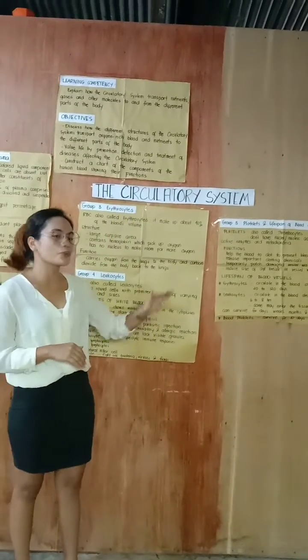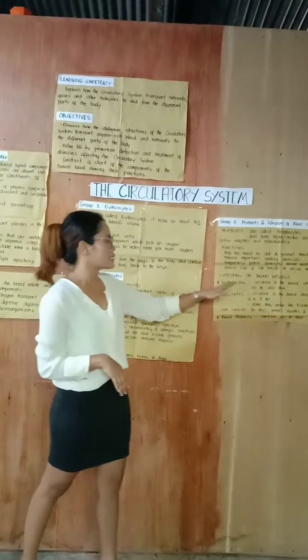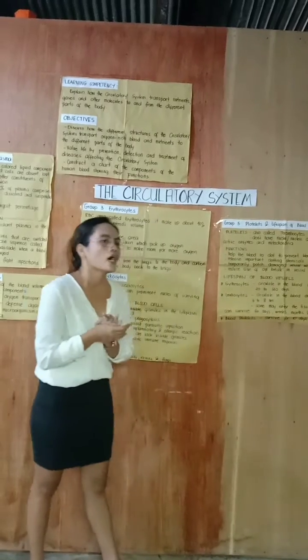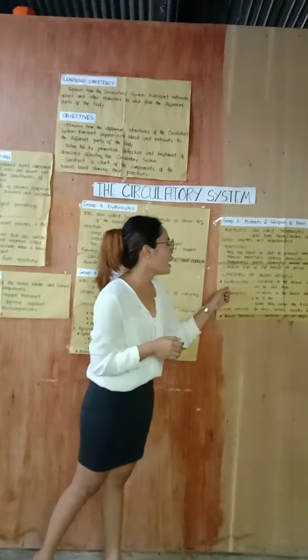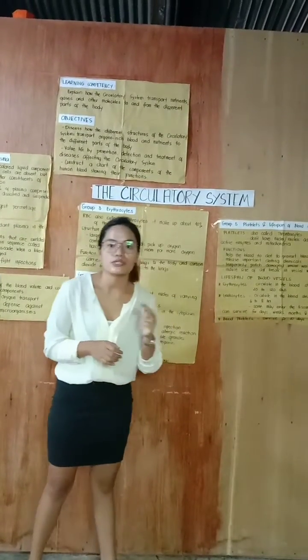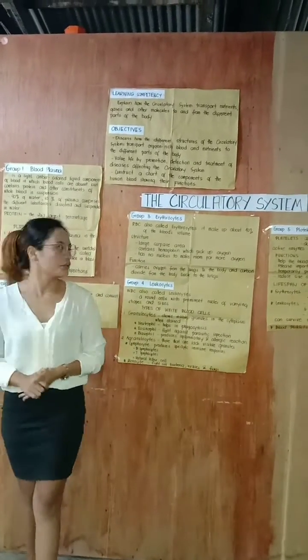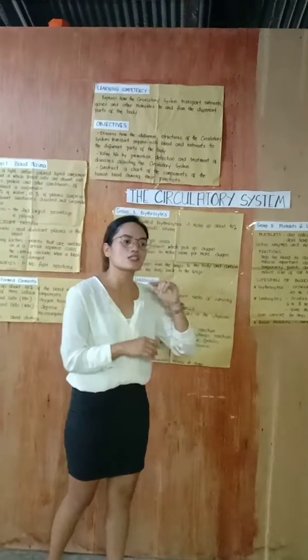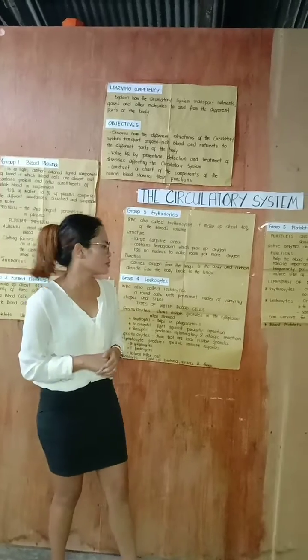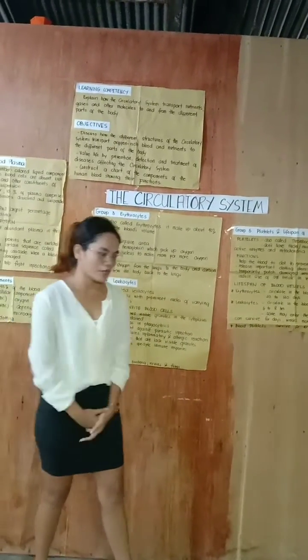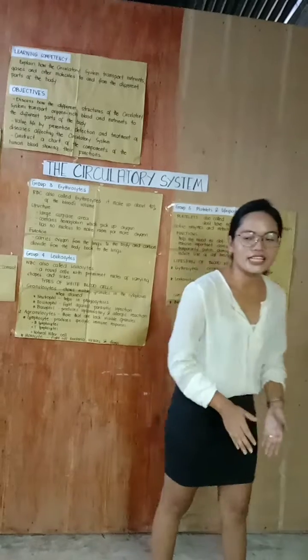So now, let's proceed to the last topic. It is called the lifespan of blood cells. So how many days does the erythrocyte circulate in our body? Yes, Lulette. Okay, very good. So how about the leukocyte? Janet. Okay, very good. So how about the blood platelets? Ethel. Okay, very good. So very good, reporters.